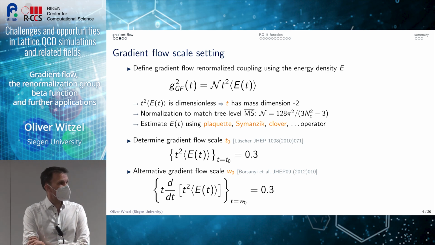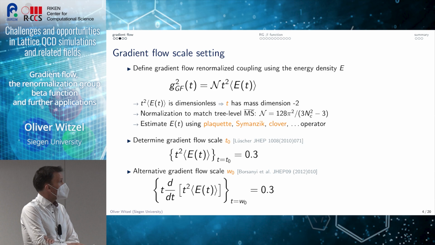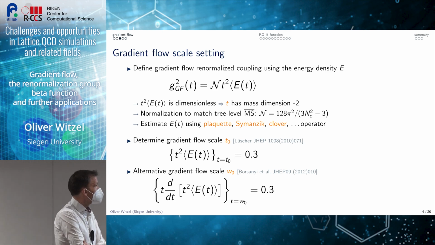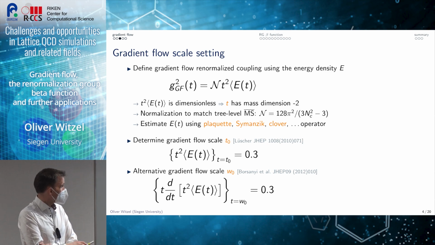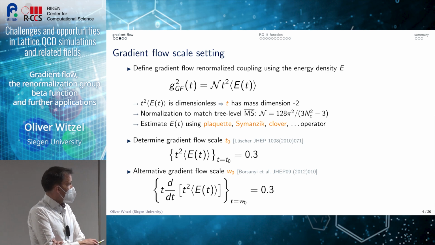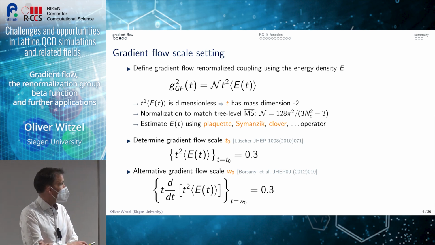Now, everyone these days is using the gradient flow for scale setting. And this also goes back to Lüscher's work. So you basically start by defining a gradient flow renormalized coupling, where this coefficient n here is normalized to match the convention in the tree-level MS-bar scheme. And what we then have to do is estimate the energy density given by this operator E as a function of the flow time.